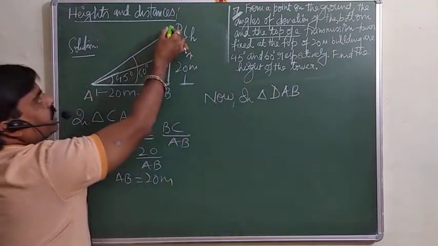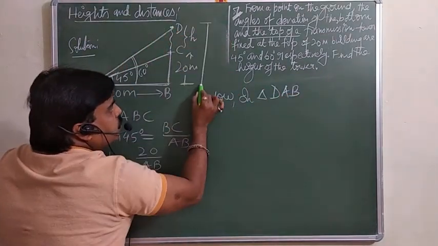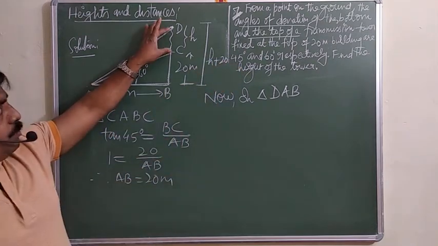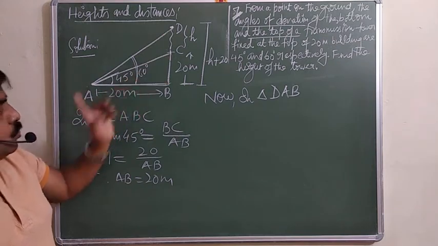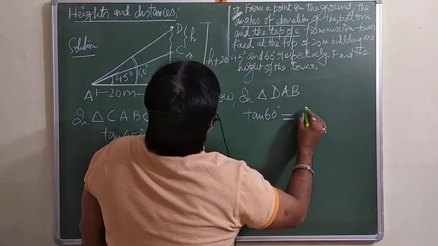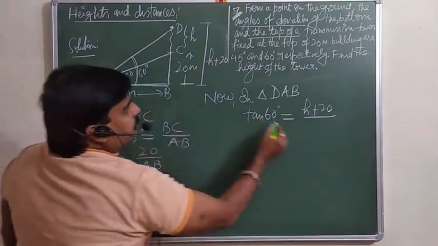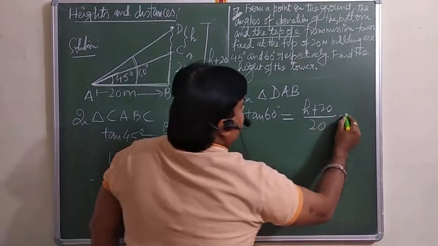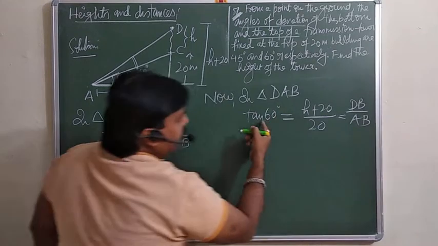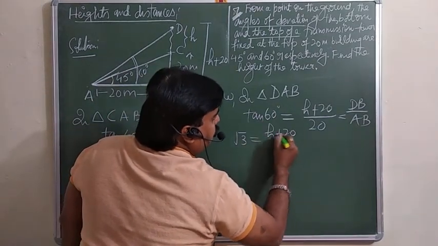So you will take triangle DAB, so you will take tan 60. Then this will be your perpendicular, that is equal to H plus 20. The height, this plus this will be added here. So just take tan 60 here, is equal to H plus 20 over AB, that is 20. Means you can say this is your DB over AB. And tan 60 means root 3. This is equal to H plus 20 over 20.